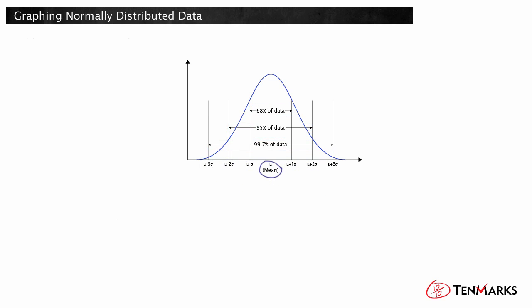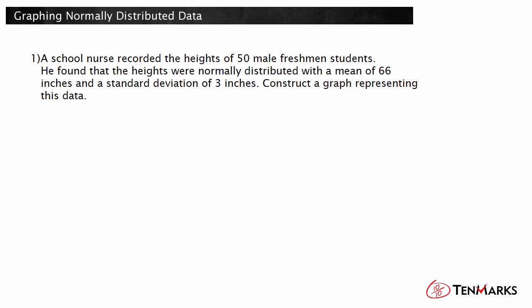For example, if this graph represented a set of data with a mean of 80 and a standard deviation of 6, the middle of the graph would be 80. And at each interval line, we would add or subtract the standard deviation of 6. Let's sketch another graph based on this scenario.